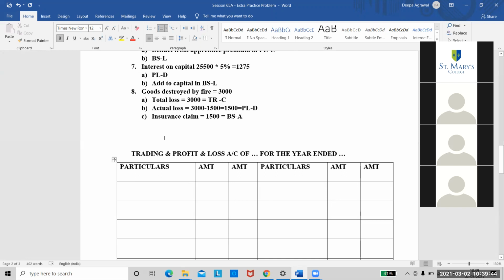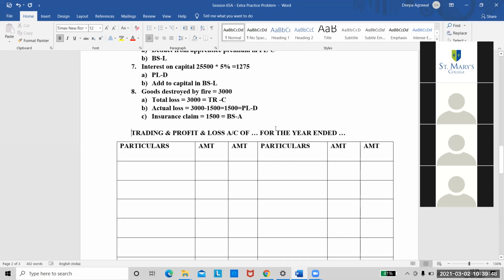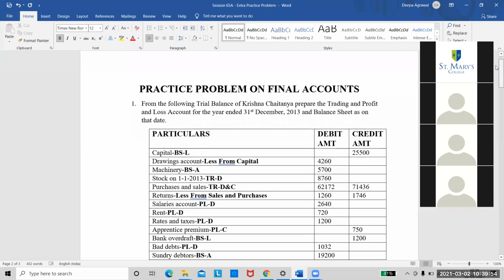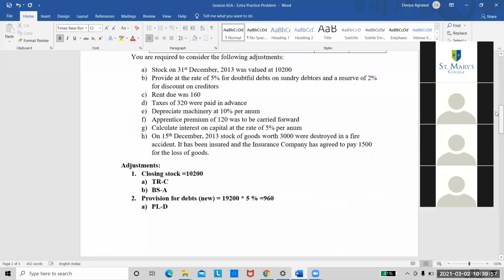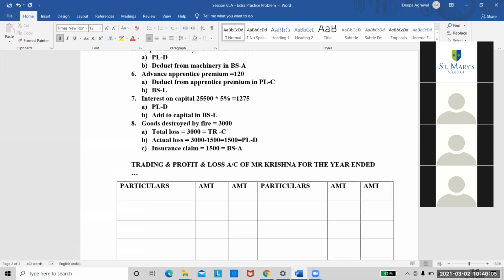Are we done with the adjustments? Now quickly draw your proforma so that we can start. The name is given. Yeah, it is Krishna Chaitanya, 31st December. Write the name, heading is given, of Mr. Krishna Chaitanya. Ma'am, could you show the trial balance once?